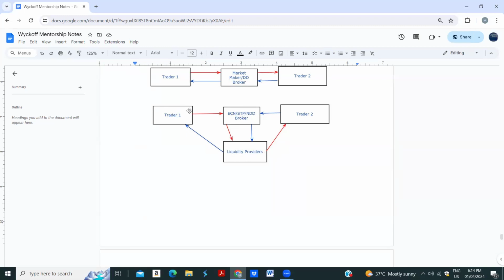In this way, you can be assured that a broker is not trading against you and has no conflict of interest against you. So you are in safe hands. So that's why I always advise people to always go with the ECN, STP or no dealing desk broker.